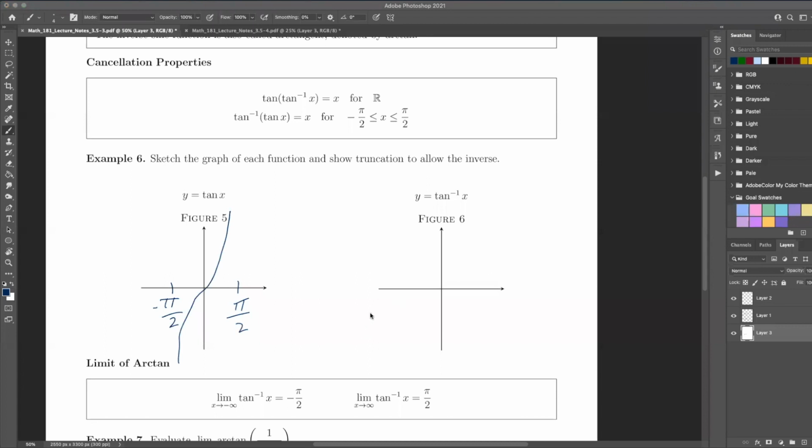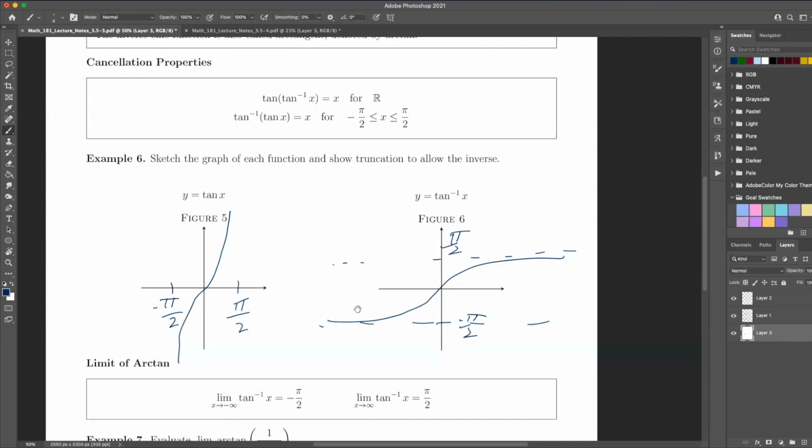So arctangent will look something like this, where I have minus pi over 2 to pi over 2. And in the arctangent function, it's unique that it can take in all values. Here, the arctangent of the tangent of x is equal to x only for x between negative pi over 2 and pi over 2. So here are the cancellation properties.